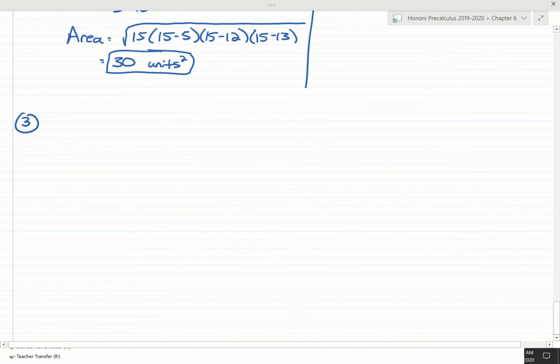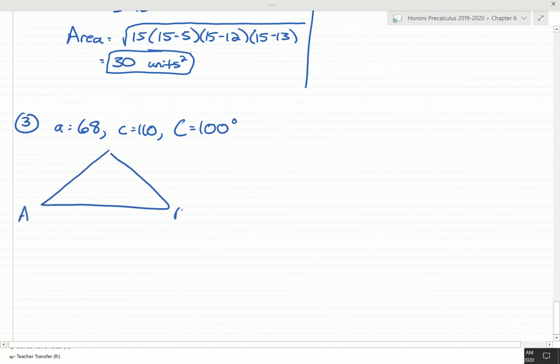Problem number 3. It's another area problem where we know that side A is 68, side C is 110, and angle C is 100 degrees. Okay, so let's see what this looks like. A, B, C. So A is 68, side C is 110, and angle C is 100 degrees.